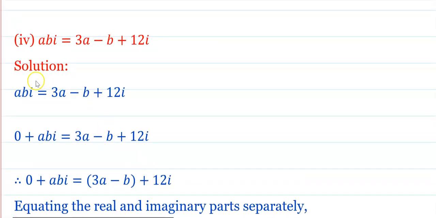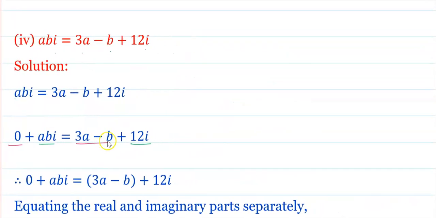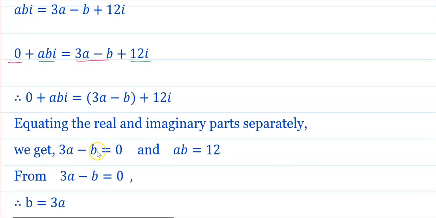Now the next problem. ab i is equals to 3a minus b plus 12i. Again see this here, equating the real and imaginary part. Left hand side has only the imaginary part, there is no real part. Therefore, we treat this real part as 0. Now again, this is the real part, and next 12i is the imaginary part. Therefore, 3a minus b is equals to 0, equating the real and imaginary part.